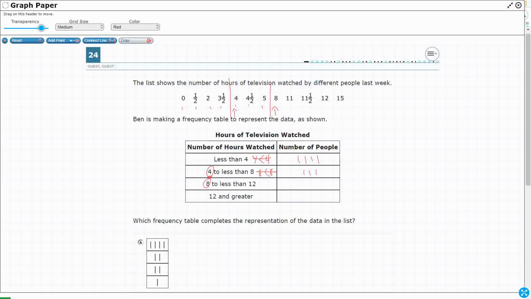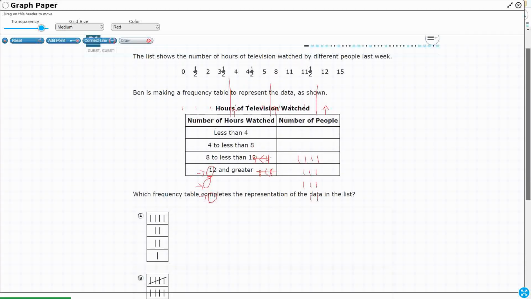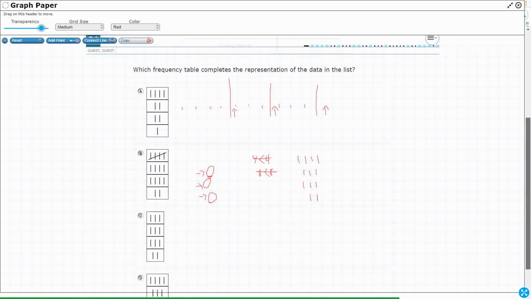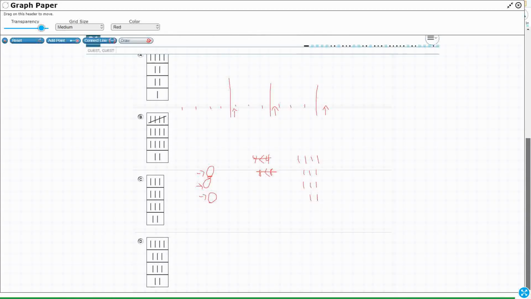We got to do it again. 8 to less than 12. Less than 12. So this 12 is not less than 12. This 12 is 12. So I have to draw that line to separate it right there. 1, 2, 3. That's the trick. And then I've got my 1, 2 right there. So trying to figure out what happens to this 4, this 8, this 12, right? The 4 and the 8 and the 12, they go on these lines underneath, not the less than 4, less than 8, less than 12. So we're looking for a 4, 3, 3, 2. And we got it down there at D.